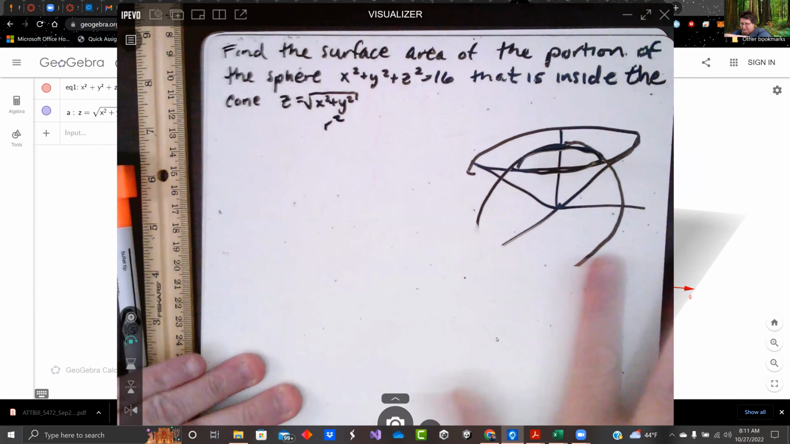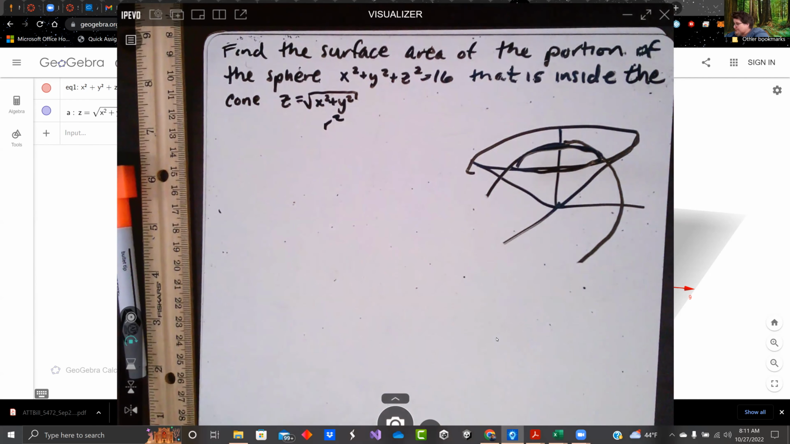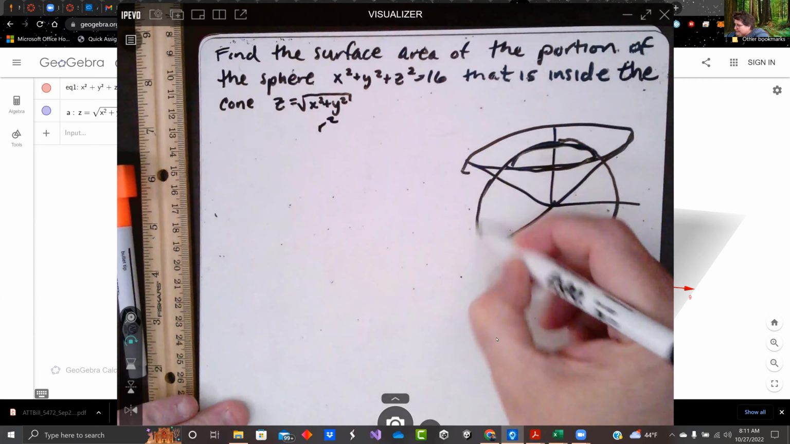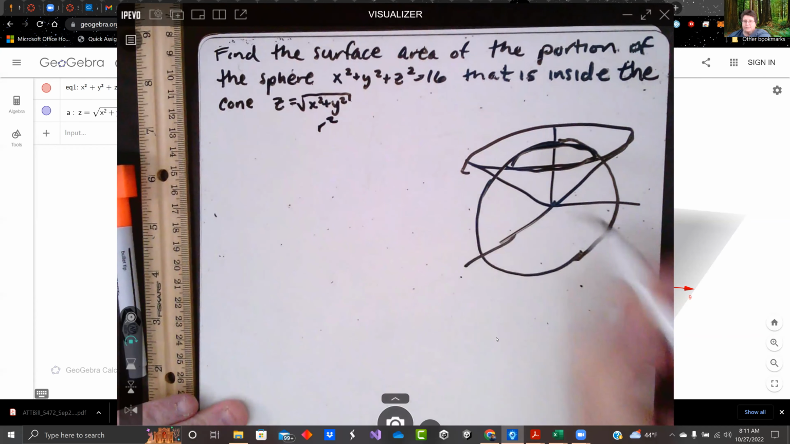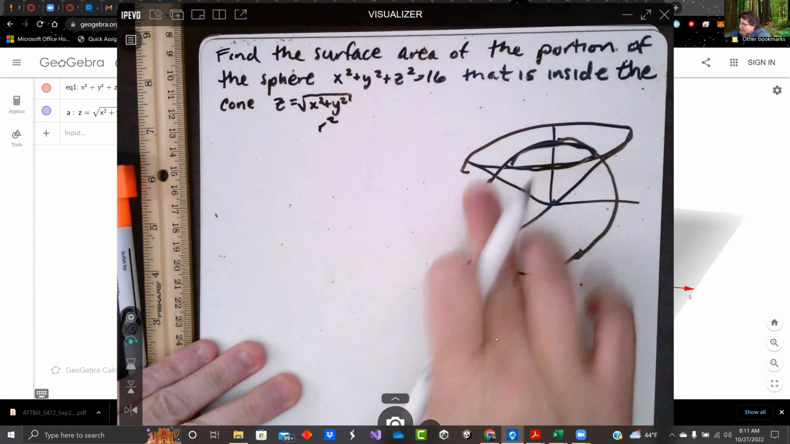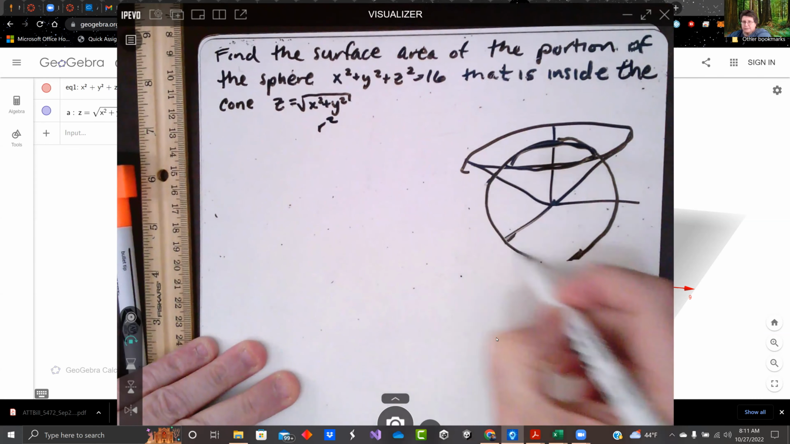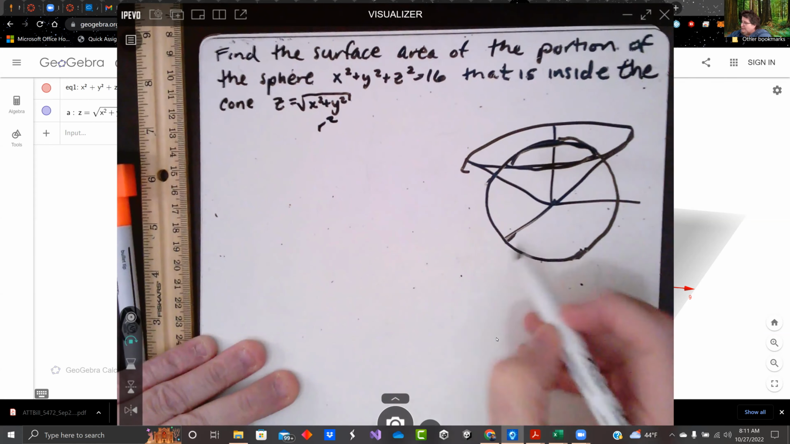God, that's a terrible graph. That was not a circle at all. Let's see that. That's a little bit more circle-ish. No, it isn't. God, it's bad. That's at least a little bit better.